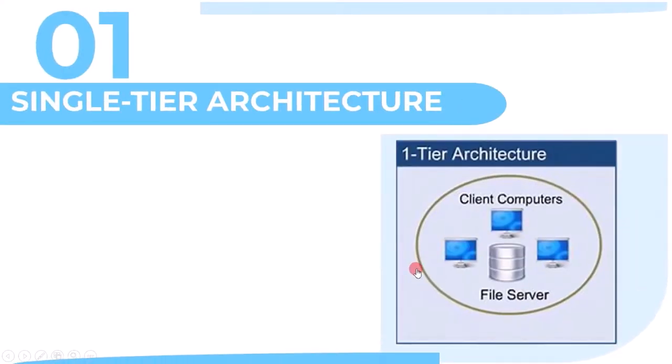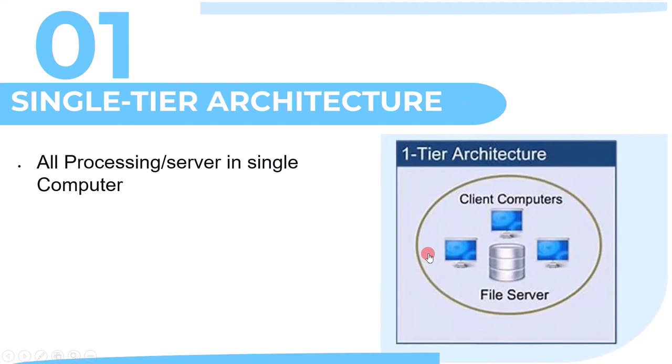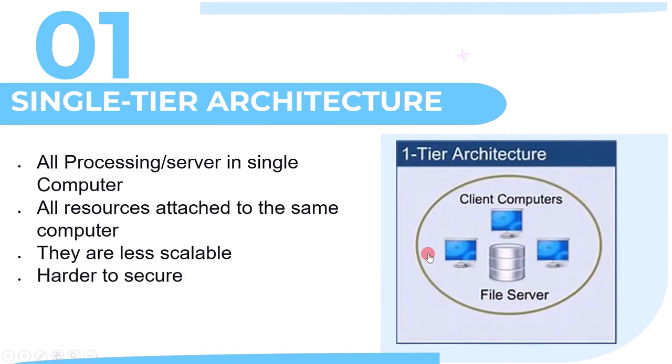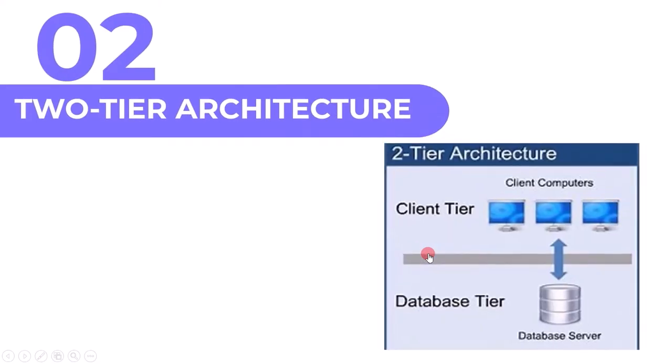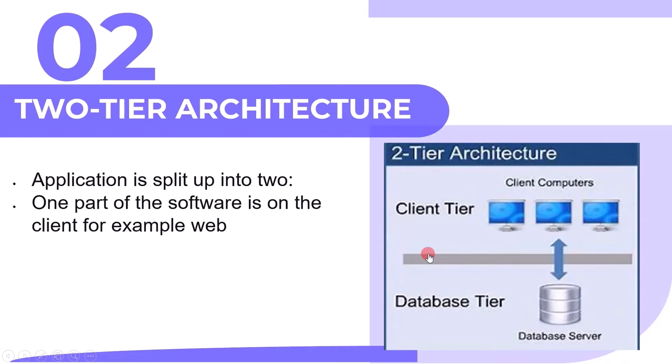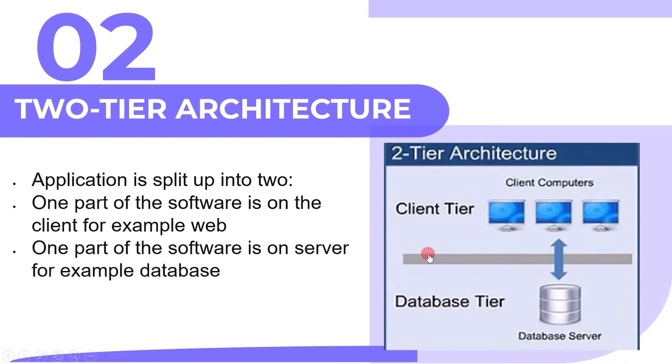In single-tier architecture, all processing or server is in a single computer. All resources are attached to the same computer. They are less scalable, harder to secure, also known as monolithic. In 2-tier architecture, the application is split up into 2. One part of the software is on the client, for example, web. One part of the software is on the server, for example, database.